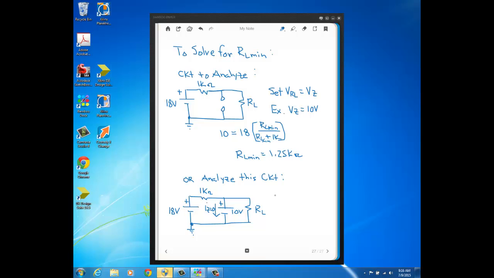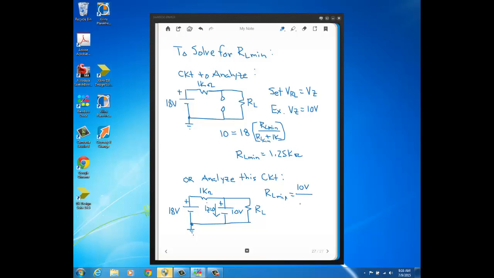because here RL minimum, using Ohm's law, is just going to be the voltage across RL, which is 10 volts, since the Zener is acting like a 10 volt source and they're in parallel, divided by the current. Since there's 0 current through the 10 volt source that represents the Zener, the current through RL is just going to be the same current as through this 1K, right? Because since there's no current going through this path, all the current from the 18 volt source travels this path here that contains the 1K and RL.